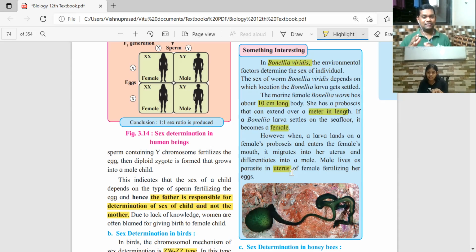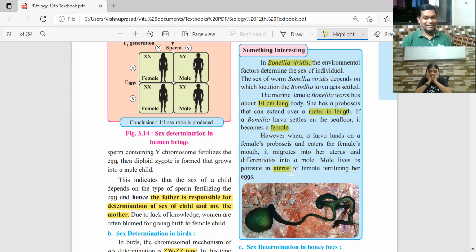See, the answer is on the sea floor. This worm is there, which is a female. It has a long proboscis. Inside this female is the uterus. In its reproductive system, the female is producing the female gamete, that is the egg. And inside this same female's uterus lives its whole male. The male of this worm does not live outside. It lives inside the female only.